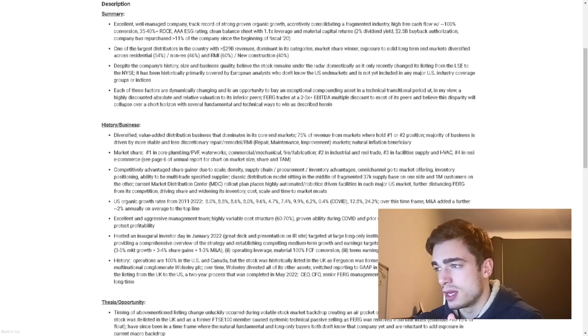FERG trades at a 2 to 5x plus EBITDA multiple discount to most of its peers and I believe this disparity will collapse over a short horizon with several fundamental and technical ways to win as described herein.